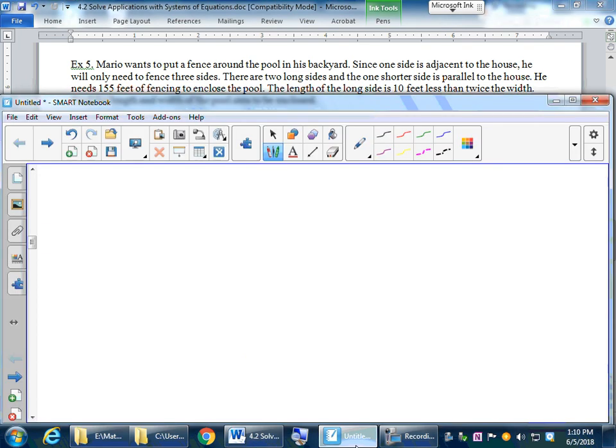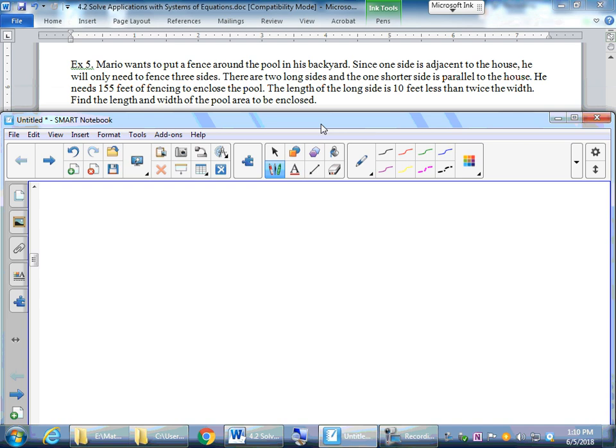So example number 5, Mario wants to put a fence around the pool in his backyard. Since one side is adjacent to the house, he only needs to fence 3 sides. So that means, let's take a look at a picture. Here's a house, right? And he wants to put the fence around the pool, and then the fence is only 3 sides, because one of the sides is the house. There are 2 long sides and 1 short side that is parallel to the house.